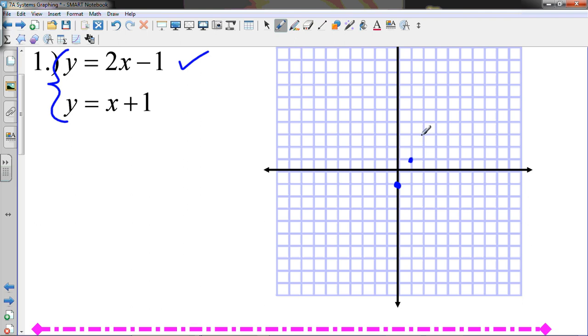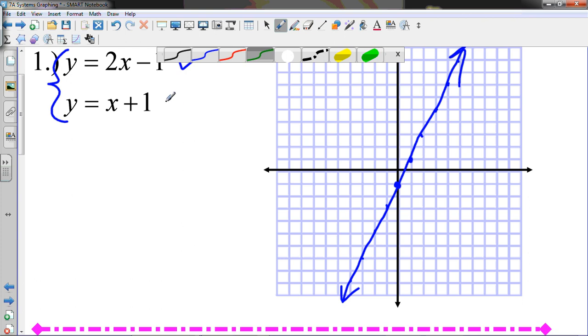So up 2 over 1, and I have that pattern. I want to fill up the whole graph here as best I can so I can see it well. And we want to be as accurate as we can in drawing this because we're going to use the graph to find our answer. All right, now I'm going to do the other equation in green. So we have a b of positive 1 and a slope of 1 as well. So we get 1 here, 1 there, 1 there, slope of 1. And go back this way.